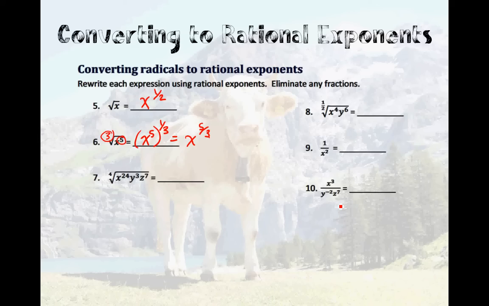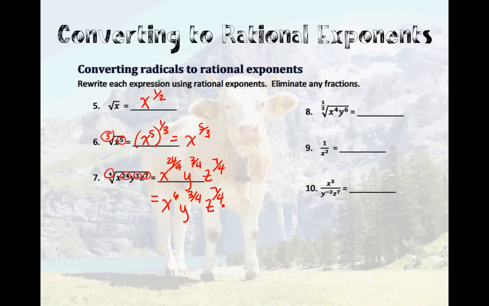Okay, so for number 7, we have x, and then it would be 24 over 4, y to the 3/4, and z to the 7/4. So on all three of them, I put these numbers in the numerator, and then this number went in the denominator. And you may notice that 24 over 4 could be reduced. It could be x to the 6th, and then y to the 3/4, z to the 7/4.